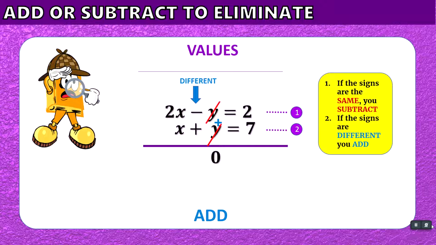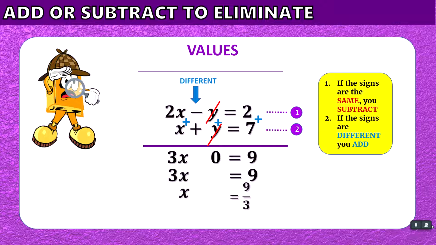We do the same addition to the x's. 2x plus x is 3x, and we do the same to the numbers. 2 plus 7 is 9. And so now we have 3x equals 9, and x equals 9 divided by 3, which gives us x equals 3. So we eliminated the y's to find out what the x value is. And so x is equal to 3.